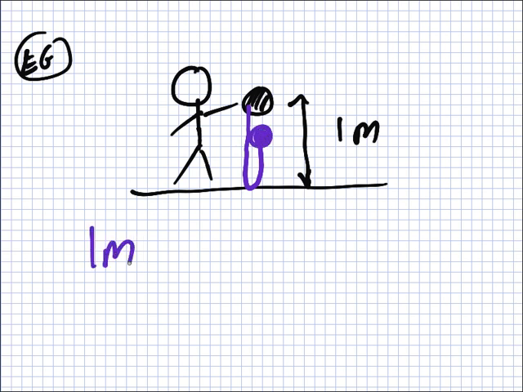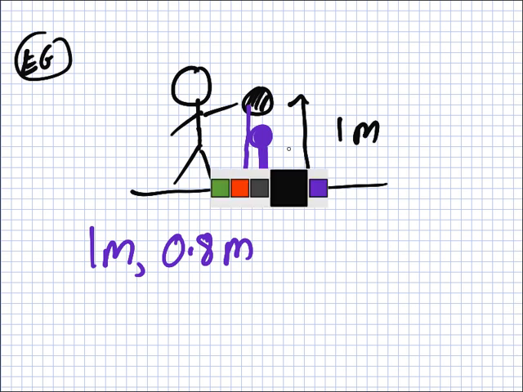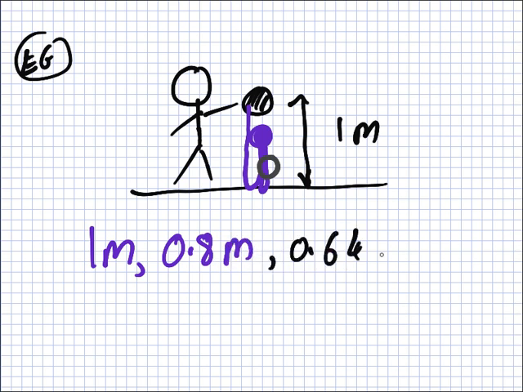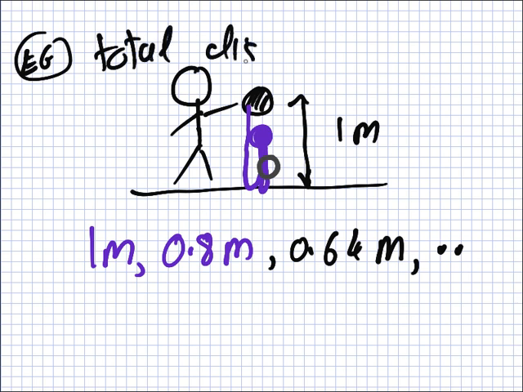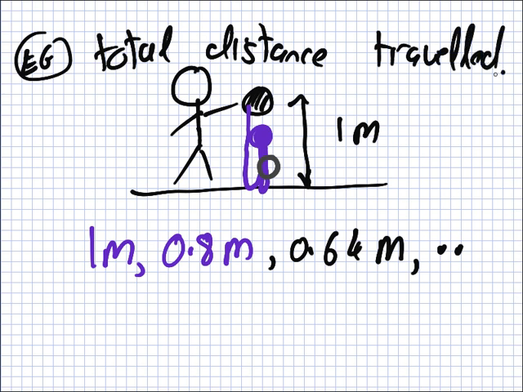So it starts off at 1 meter, then it bounces to a height of 0.8 meters, and then it goes down and bounces up again, and it won't be as high. The third height will be lower again. So we'll say 0.64 meters, and it continues like this. So just like the last question, I want to know the total distance travelled.